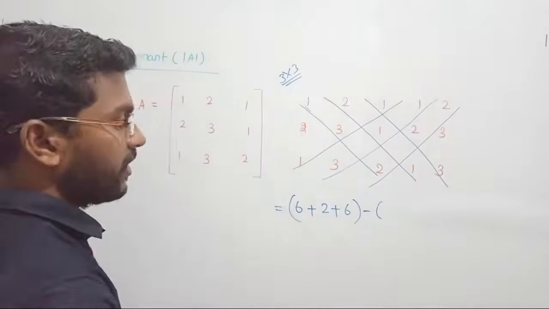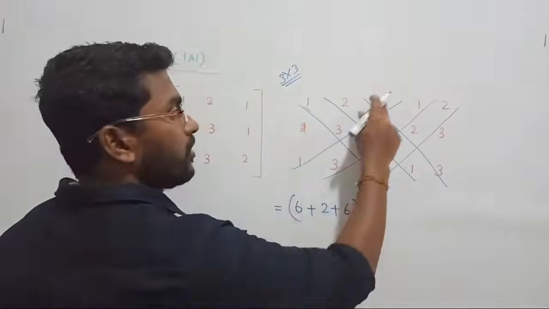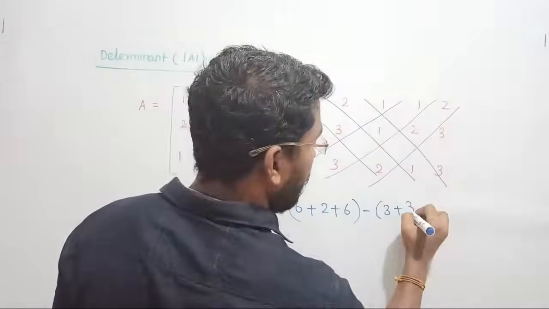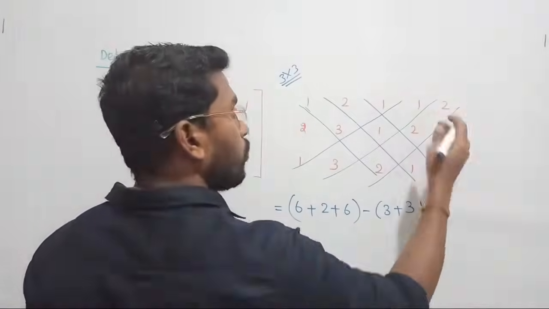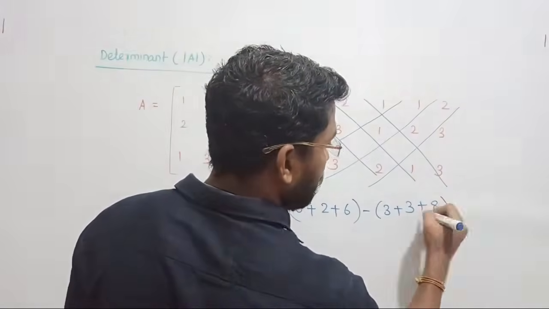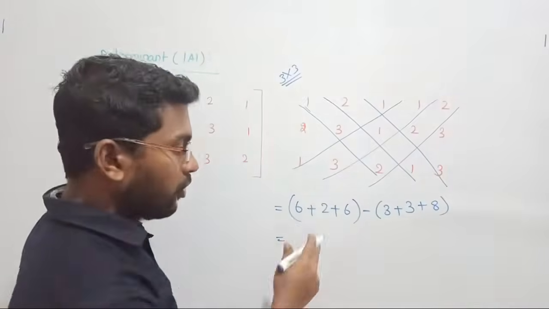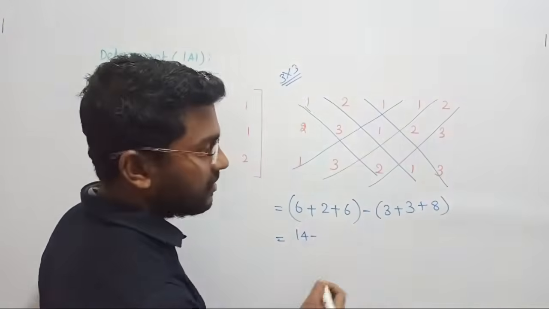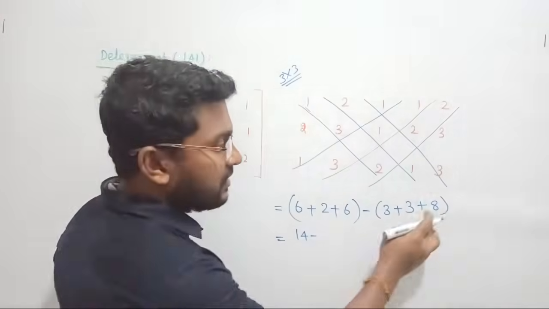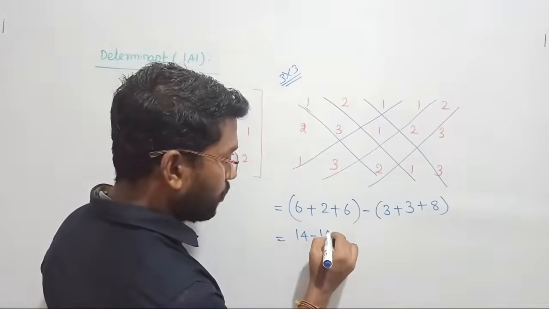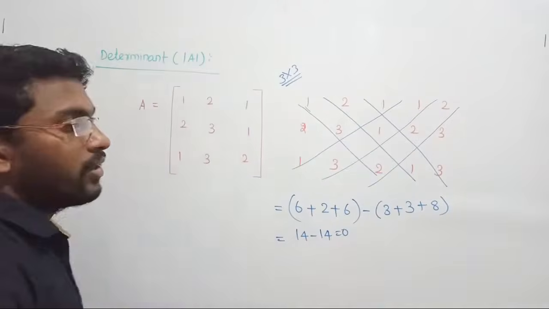minus the sum of the products of the half diagonals. Half diagonal 1 into 3 into 1 is 3, plus 3 into 1 into 1 is 3, plus 2 into 2 into 2 is 8. So the determinant is 6 plus 6 is 12, 12 plus 2 is 14, minus 3 plus 3 is 6, 6 plus 8 is 14, so 14 minus 14 is 0. Clear.